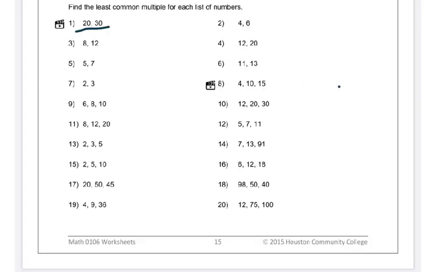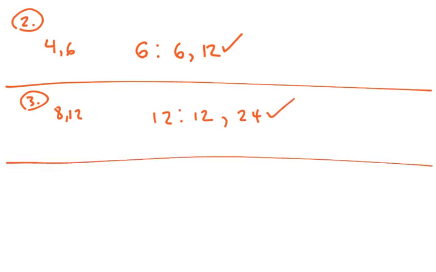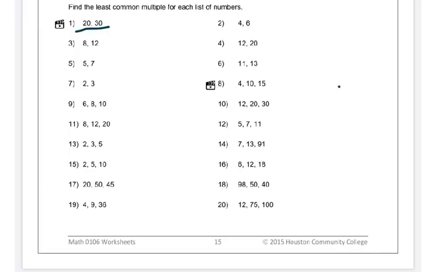Okay. Let's look at number 3, 8 and 12. So we're going to start with 12, and we're going to ask ourselves, does 8 go into 12? No. The next multiple of 12 is 24. Does 8 go into 24? Yes. 8 times 3 is 24. There's your least common multiple. Next one. I promise you that it does seem pretty easy right now, but it will get harder.